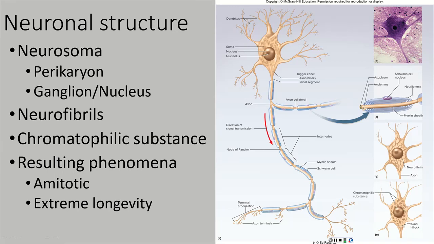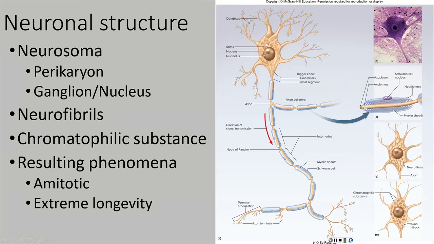But the rough endoplasmic reticulum in a neuron is called something else. It's called chromatophilic substance, or sometimes you will see them called missile bodies. Chromatophilic substance, missile bodies, are rough endoplasmic reticulum in a neuron, and they're packed into these clusters and held in place by neurofibrils, a part of the cytoskeleton.